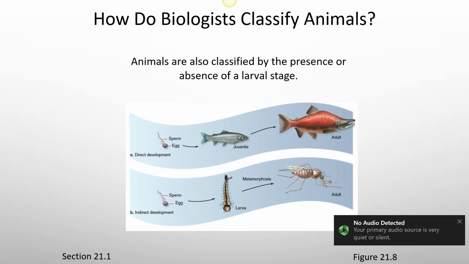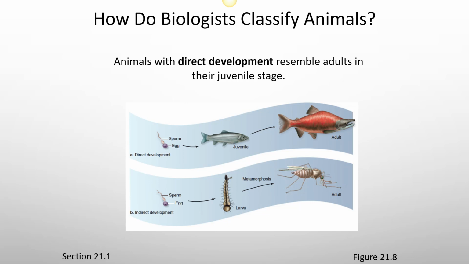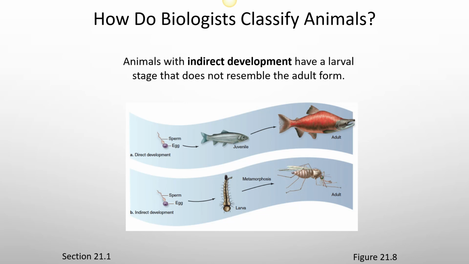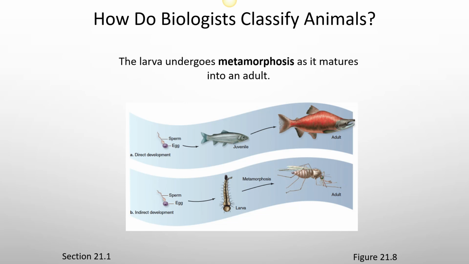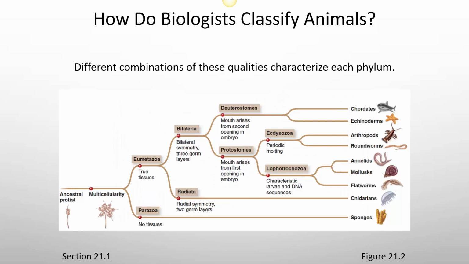Animals are also classified by the presence or absence of a larval stage. Animals with direct development resemble adults in their juvenile stage. Animals with indirect development have a larval stage that does not resemble the adult form. The larva undergoes metamorphosis as it matures into an adult. Different combinations of these qualities characterize each phylum.